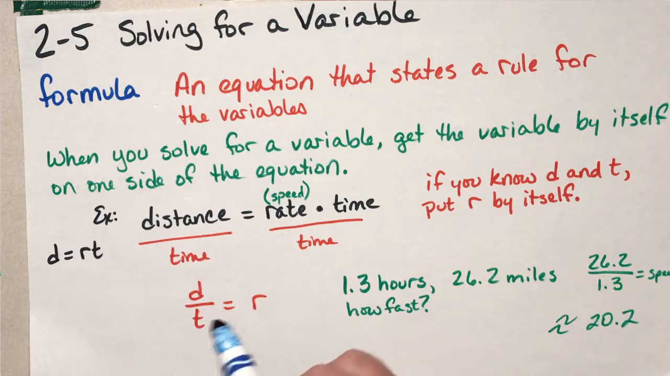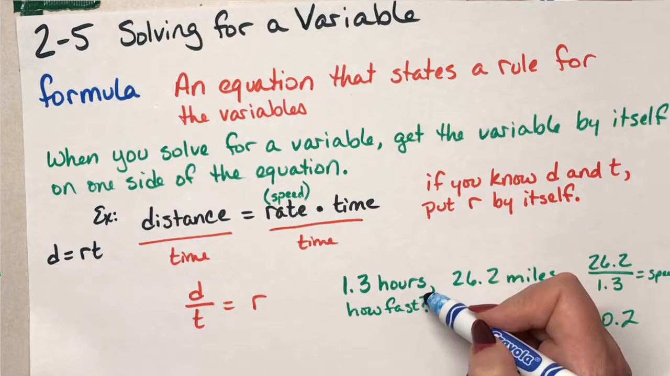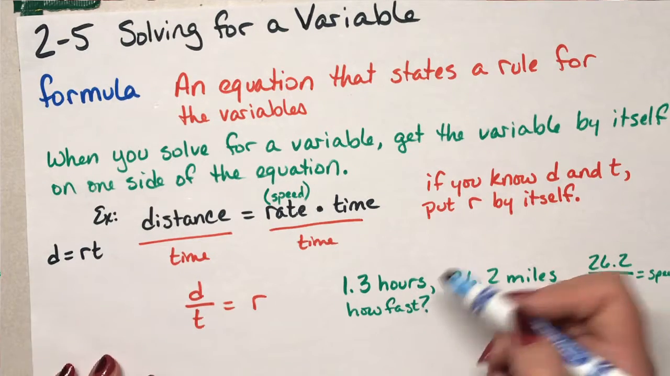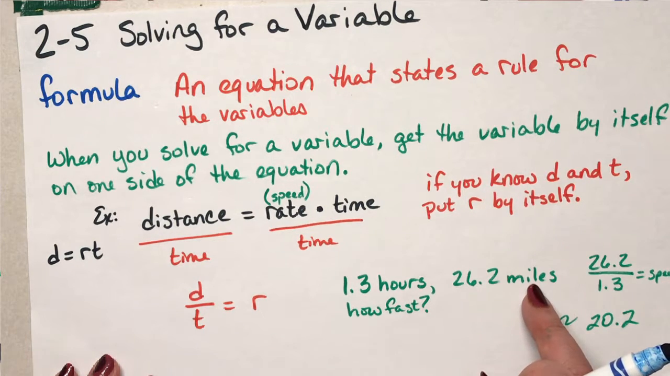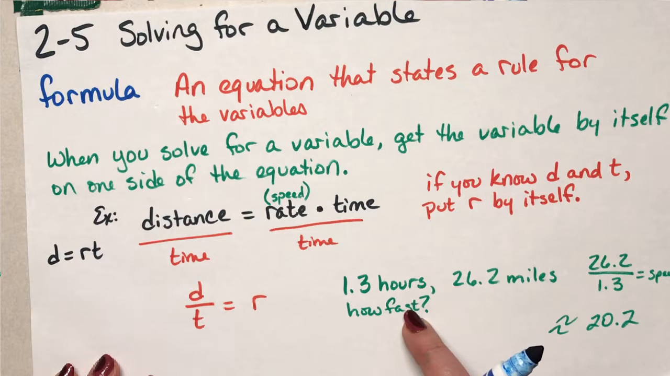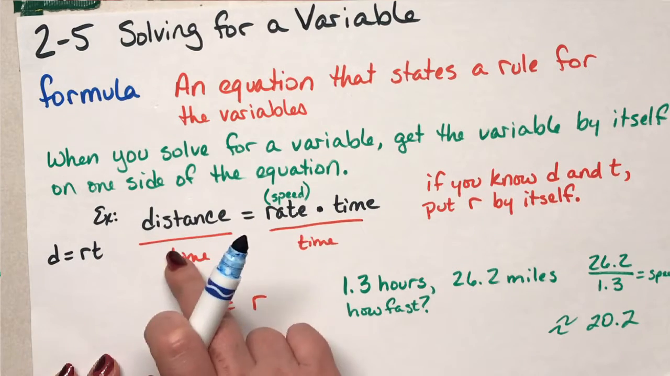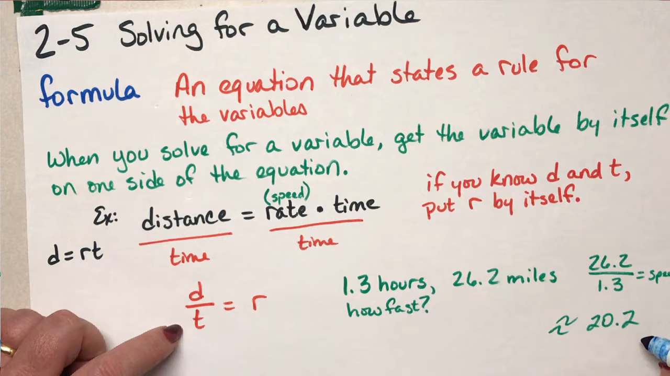Once you figure out the formula that you need, then you can solve with the correct formula really easily. So for example 1, they're talking about a wheelchair race in the Boston Marathon. He raced for 1.3 hours. He raced 26.2 miles. How fast did he go? What was his speed, his rate? So in order to get rate by itself, you divide both sides by time. So now all you have to do is look at this and you do 26.2 divided by 1.3 and you get a speed of about 20.2 miles per hour.